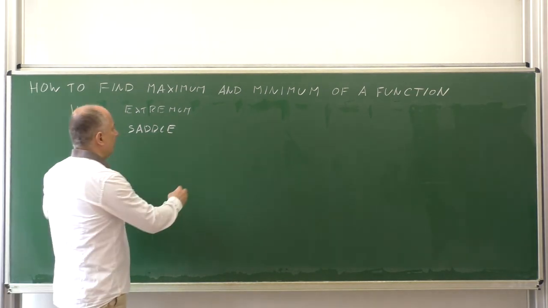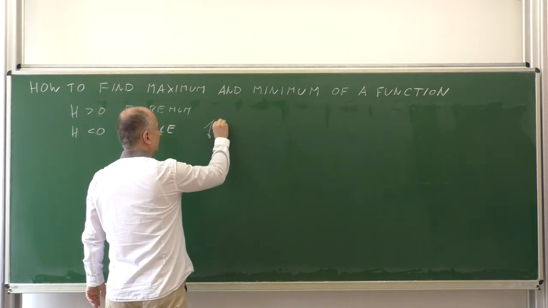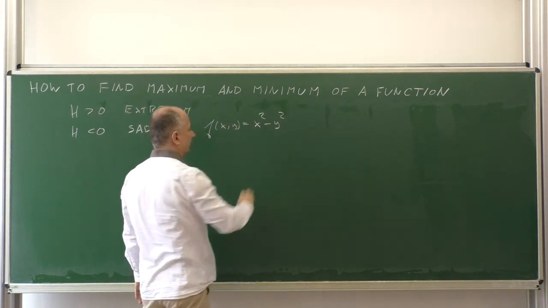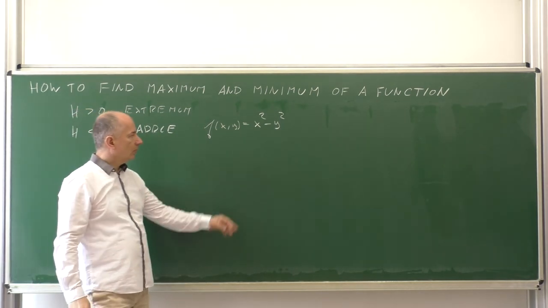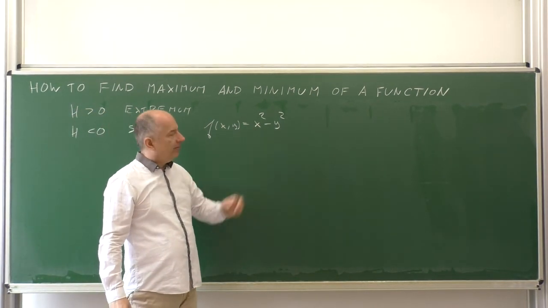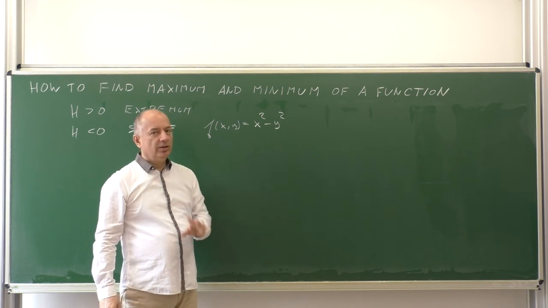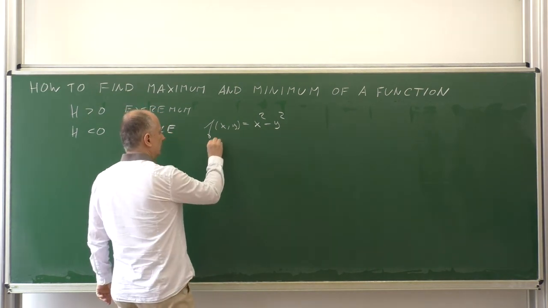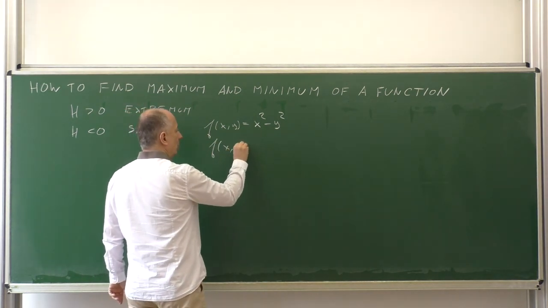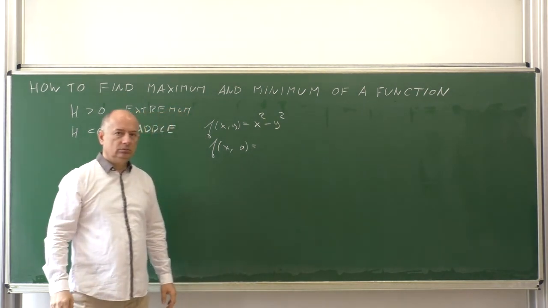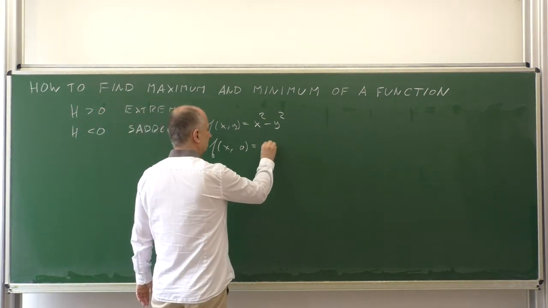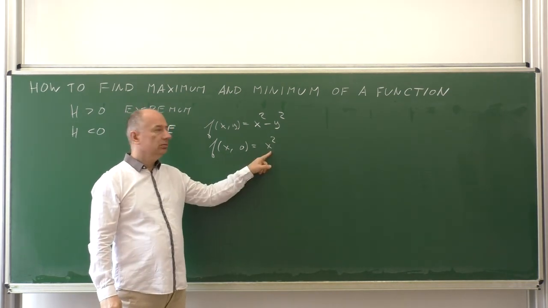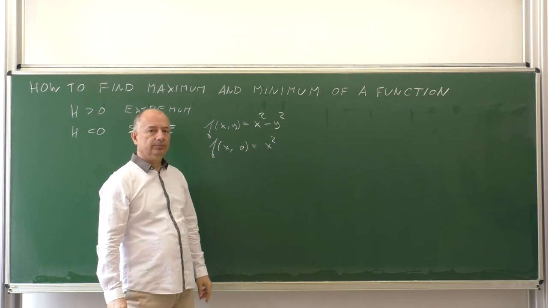Let me illustrate this with a simple example, with a simple function, f(x,y) being x squared minus y squared. Looking at the function, I hope it is almost clear that this is indeed a saddle, because if we look at points where y is 0, then it has obviously a minimum. 0 at 0 and positive everywhere else.